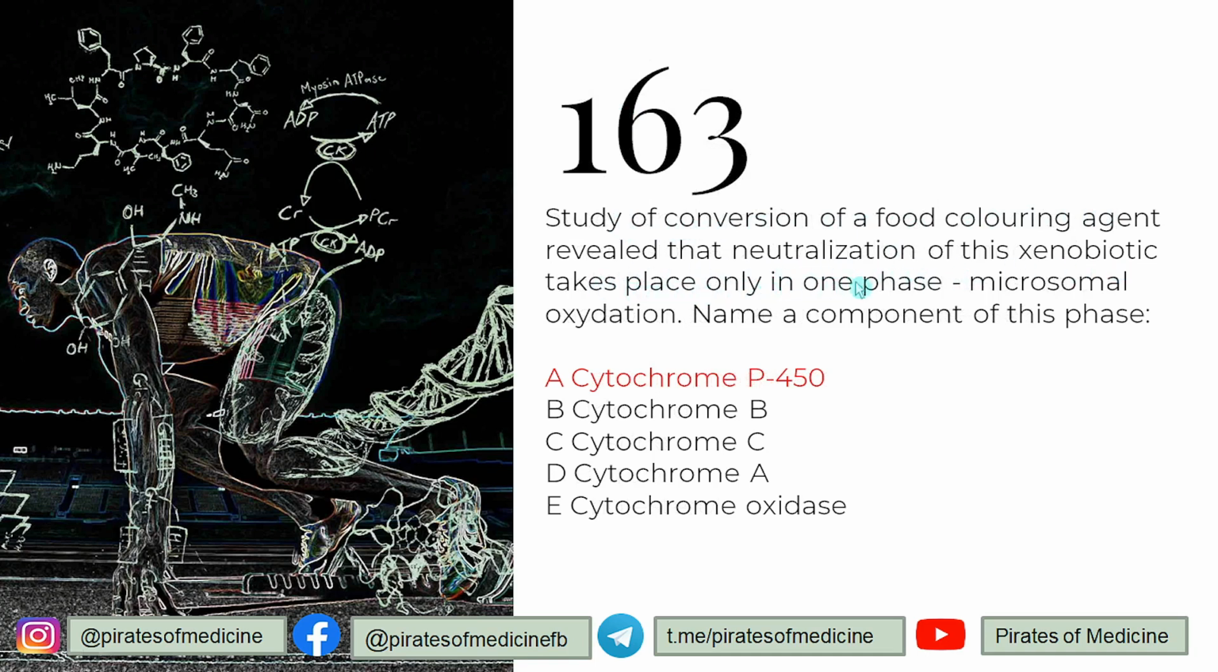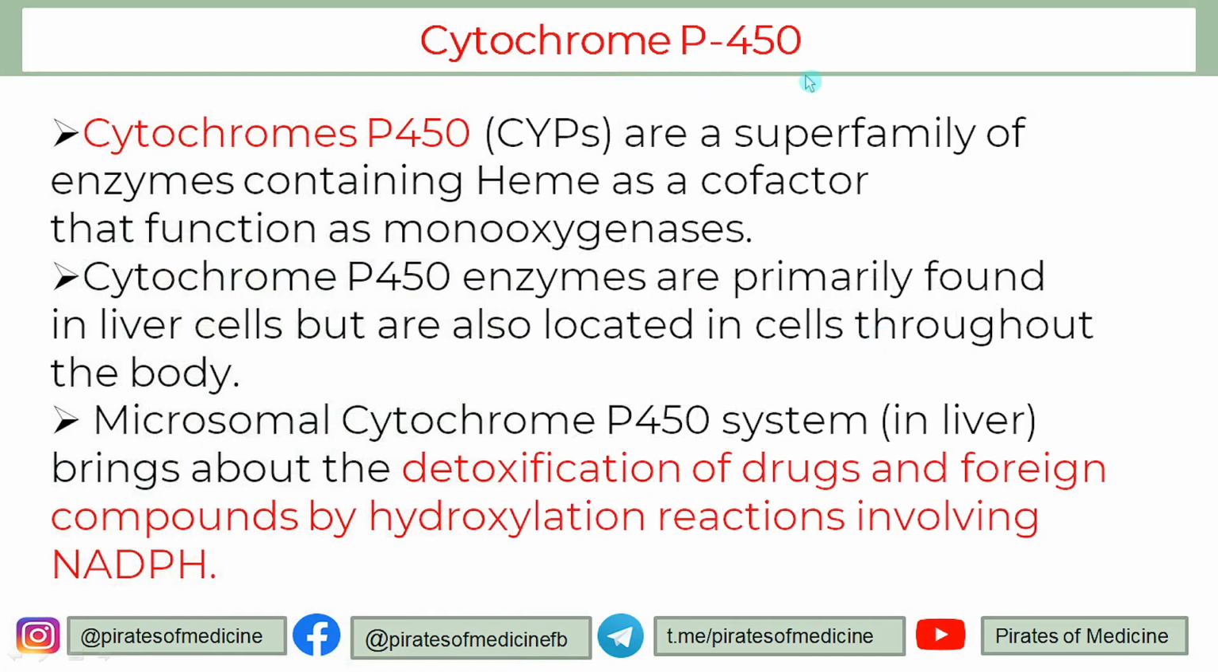163. Study of conversion of a food coloring agent revealed the neutralization of this xenobiotic, which takes place only in one phase, microsomal oxidation. Name a component of this phase. The Cytochrome P450 family is an interesting family. It contains heme as the cofactor, and they function as monooxygenases. Now, first of all, the location of Cytochrome P450 is in the liver cells mainly, but they can be located in the cells throughout the body.